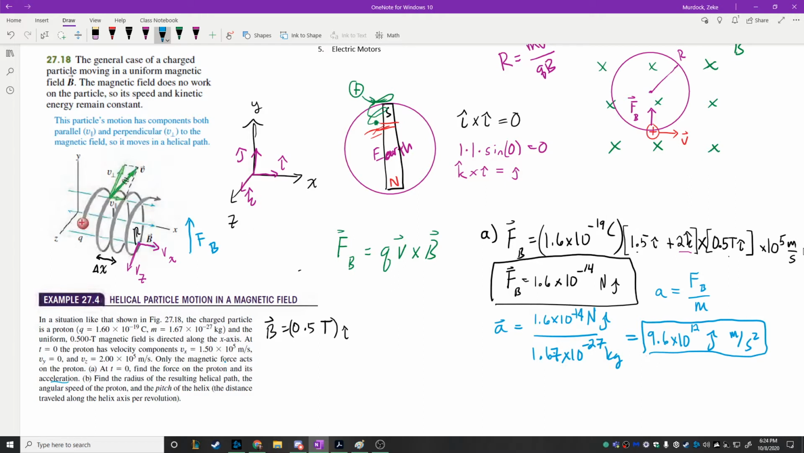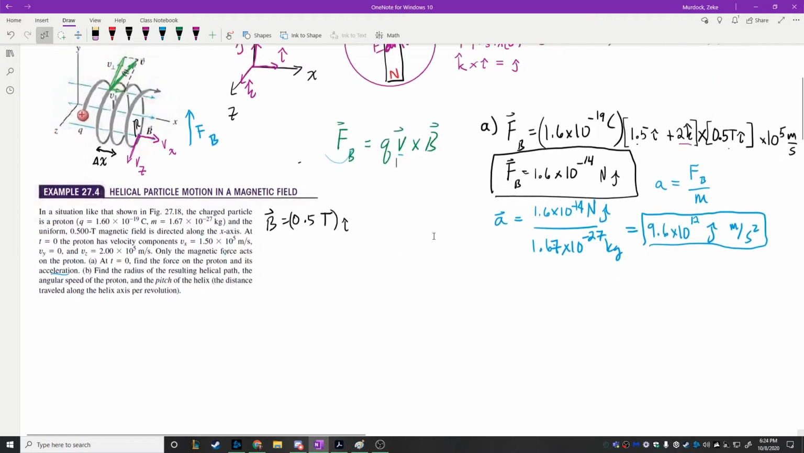It can only change the velocity of the particle. Does that make sense? The force is always perpendicular to the velocity. It's guaranteed to be. So if this is the only force acting, it can't accelerate anything other than to change the direction. Sorry, it can't change the speed. That's what I mean to say. Okay, that's part A. Anyone have any questions?